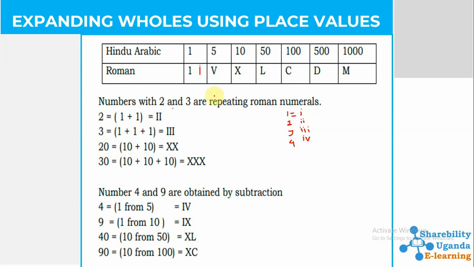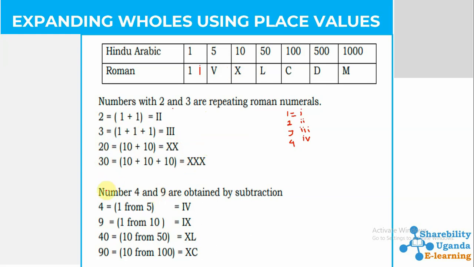Then here, as they said, we have our 10, and if we also want to write a 20, that means we are going to repeat our X 2 times. That is going to represent our 20. Then our 30, that means we are going to represent our 30 with X 3 times.